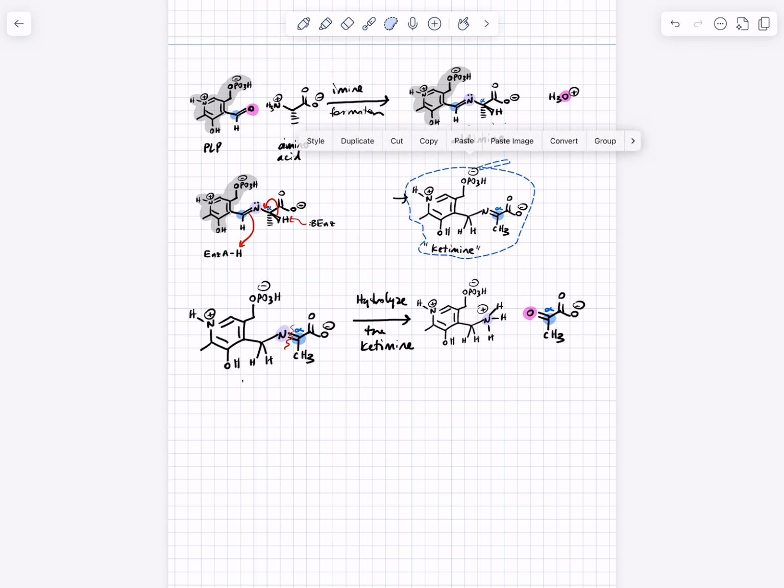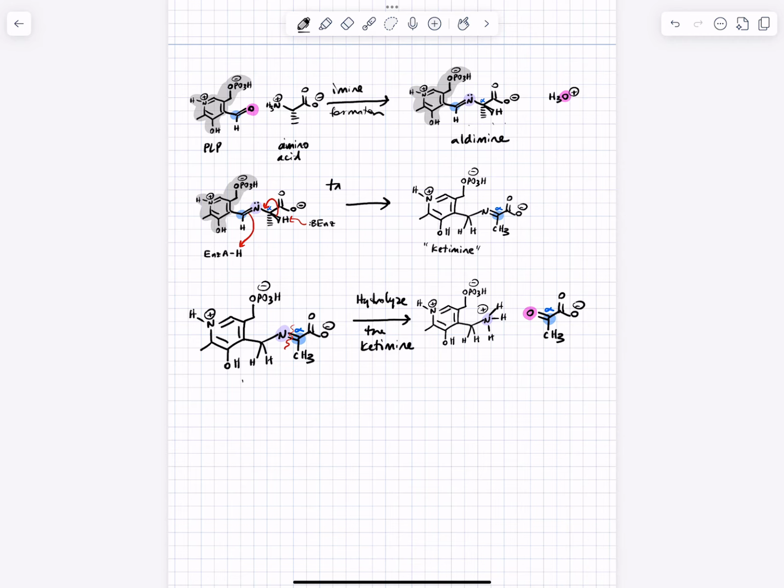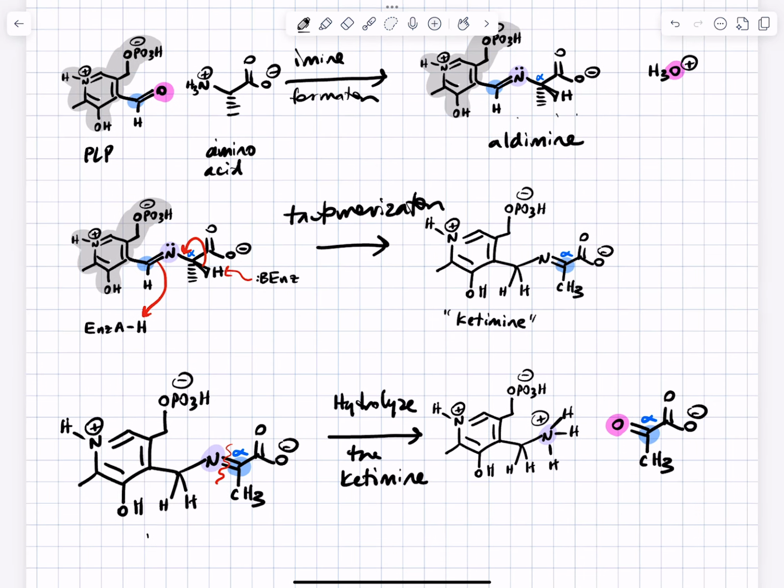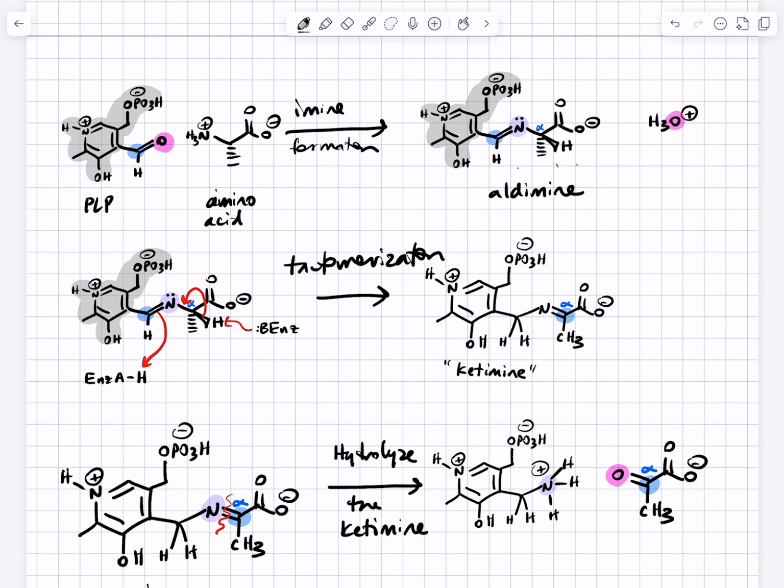And once we get to that ketimine, we can hydrolyze it to get a new amine and a new ketone. Yeah? So I guess I'm still a little confused why we hydrolyze the double bond. Because I feel like whenever we've hydrolyzed before, it's always been just a single bond. Yes. So when you've seen hydrolysis before of an ester, you've broken a single bond.